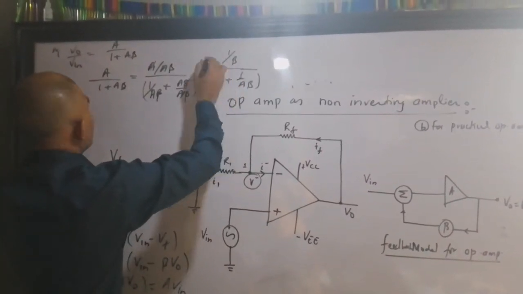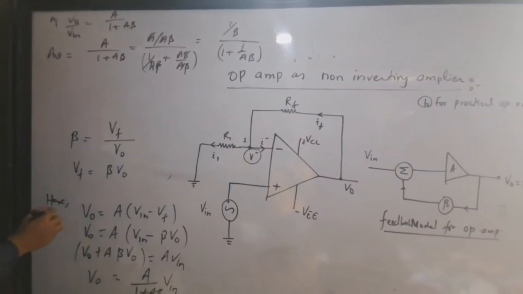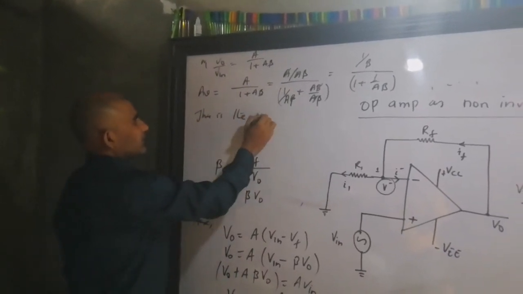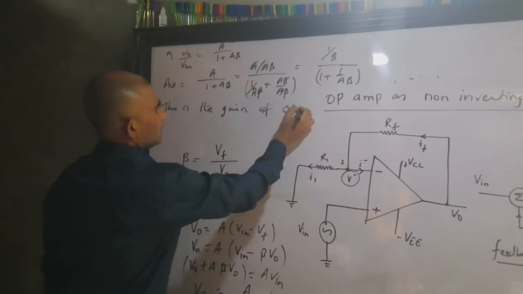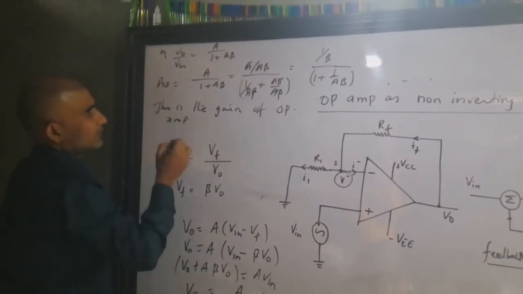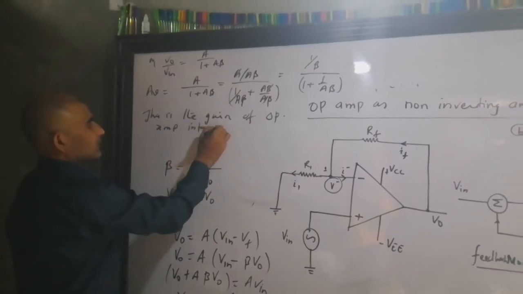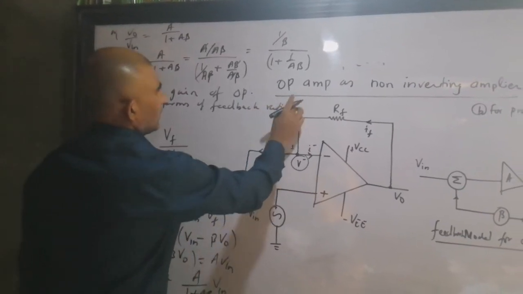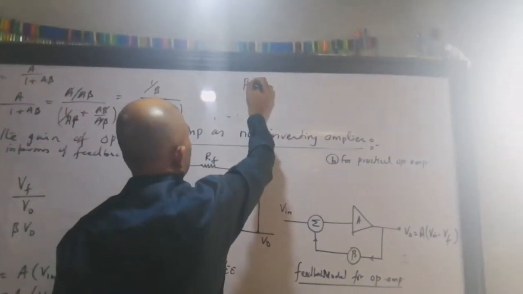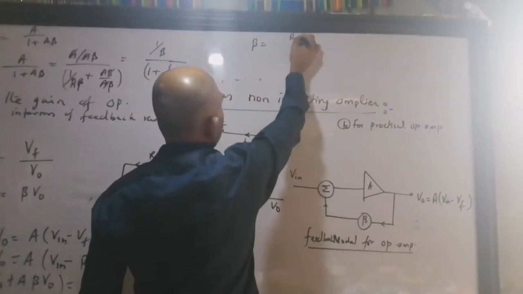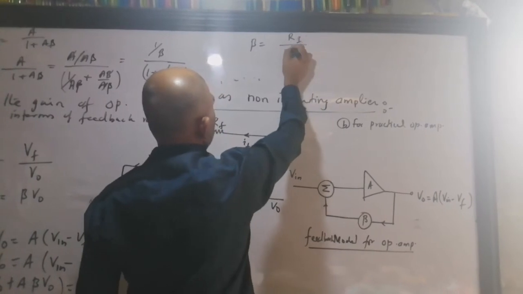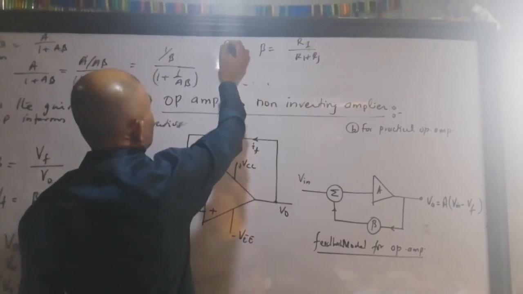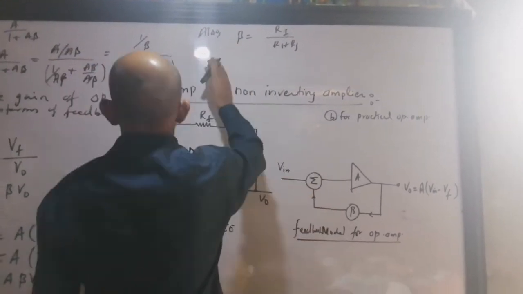So this is our closed loop gain in terms of feedback ratio. This is the gain of the op amp in terms of feedback ratio. And friends, we know that the feedback ratio we have derived is beta equals R1 by R1 plus RF.